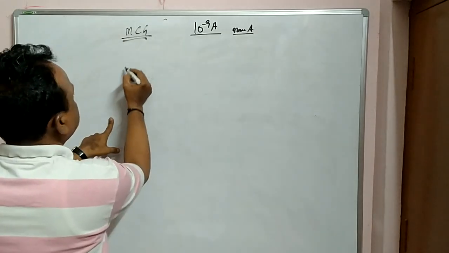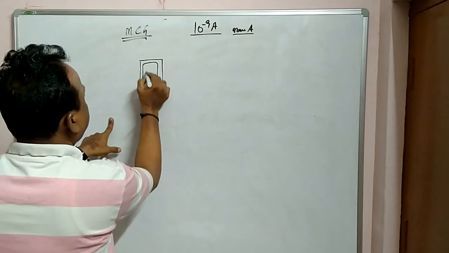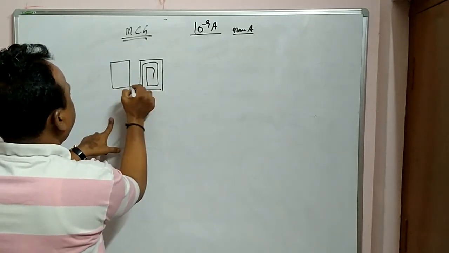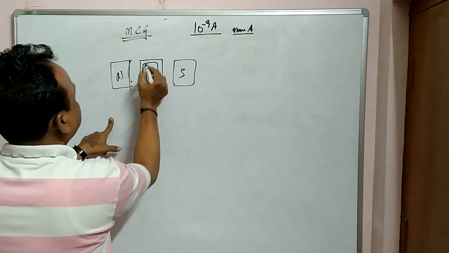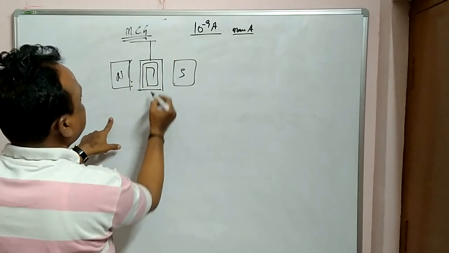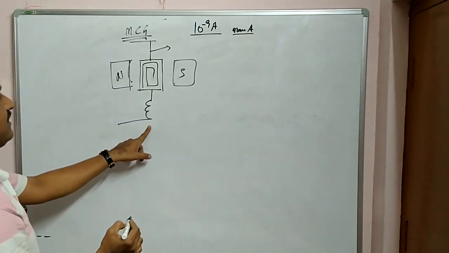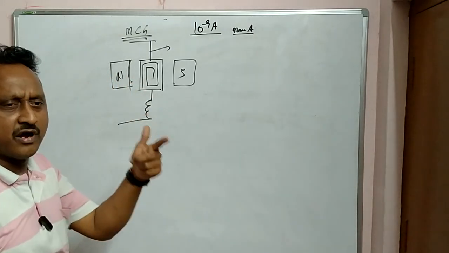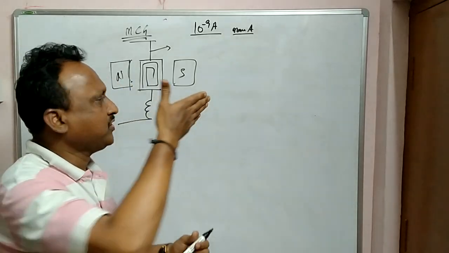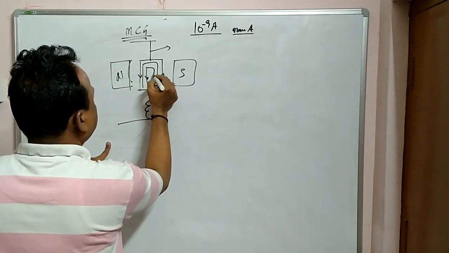In an MCG, if you observe carefully, a coil is suspended between powerful horseshoe magnets, which are radially cut. It is suspended with the help of a phosphor bronze wire, and it is attached to a spring, and current is passed through it. The directions of the force, I already told you, you can calculate using the palm rule. You can calculate the direction of current, please. Okay?